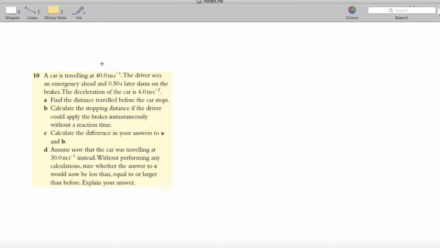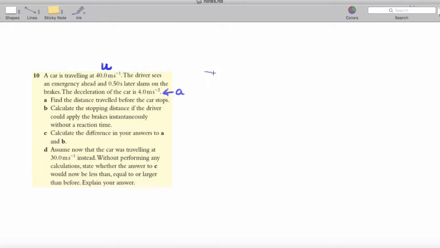So a car is traveling at this speed, u. The driver sees an emergency ahead and 0.5 seconds later slams on the brake. And then this is the deceleration, which we'll just leave as a. And we want to know the distance the car travels before it stops. So let's be clear, this is actually a two-part question.